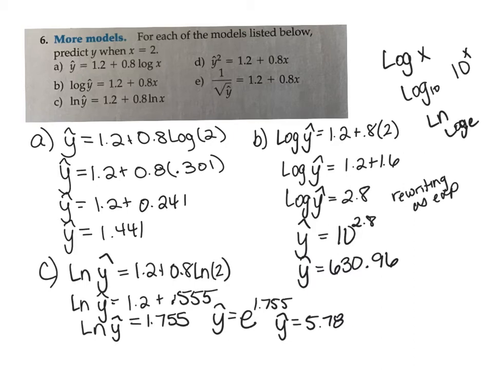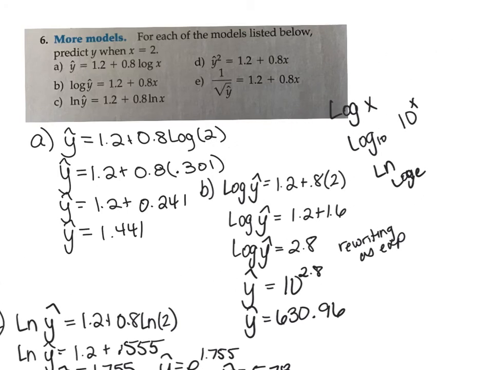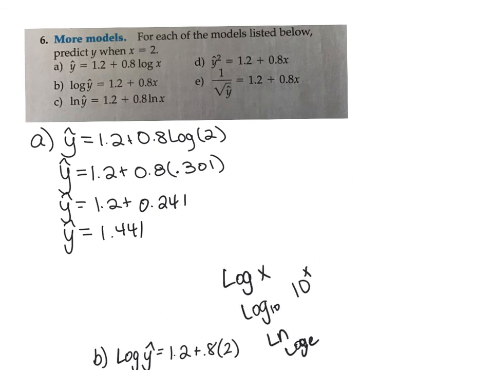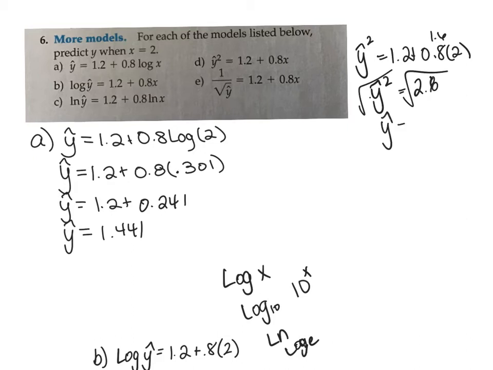And then D and E are a little less complicated. Well, maybe not E, but we'll move some of these out of the way. And we'll get y hat squared equals 1.2 plus 0.8 times 2. We just did this. That's 1.6, so 2.8. And then we'll have to take the square root of both sides. Y hat equals the square root of 2.8, which is 1.67.